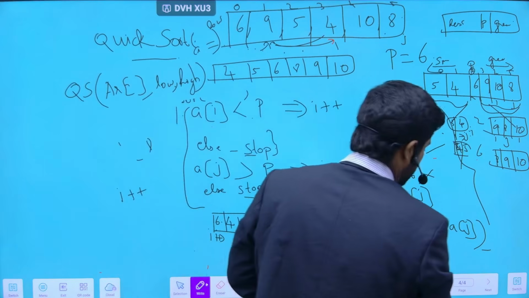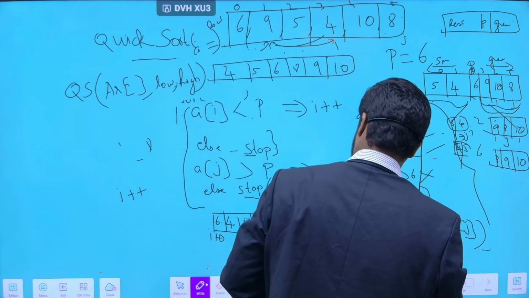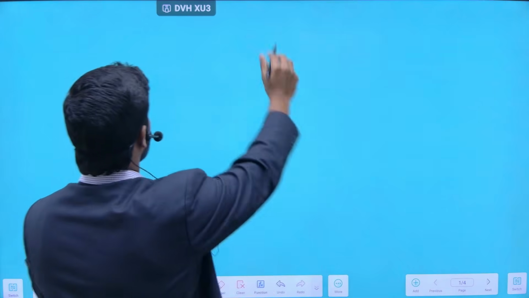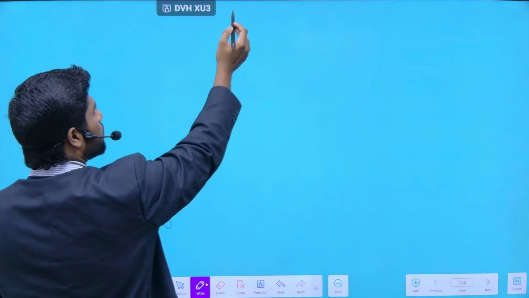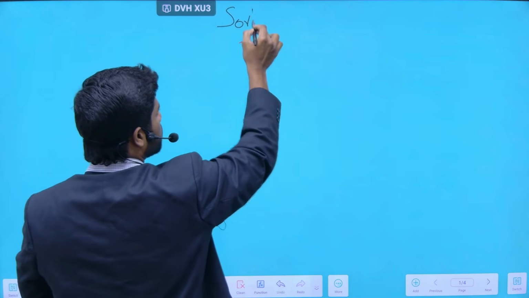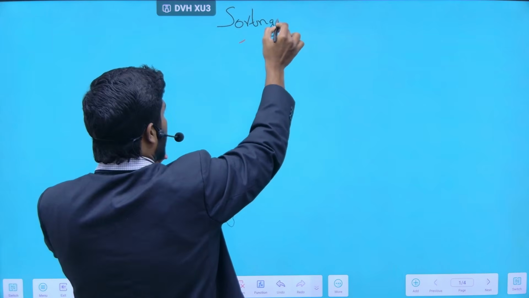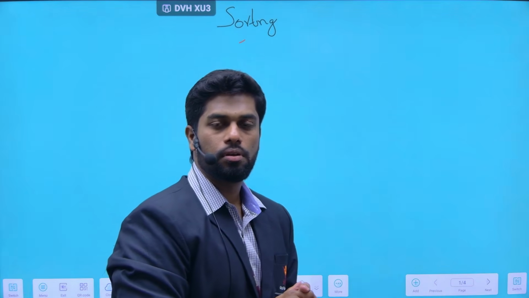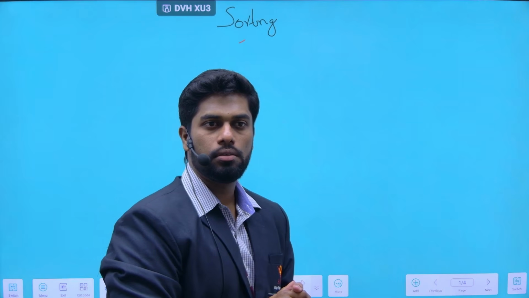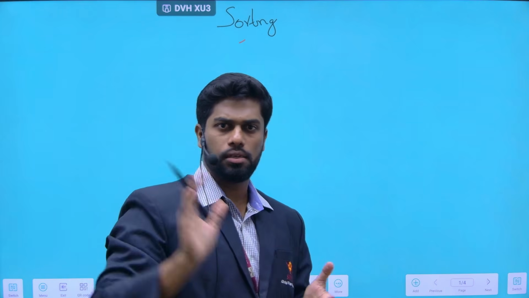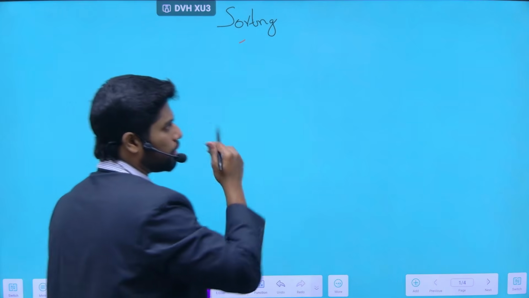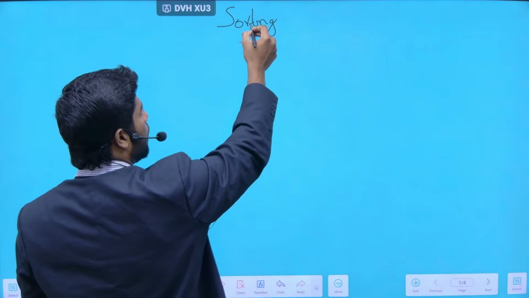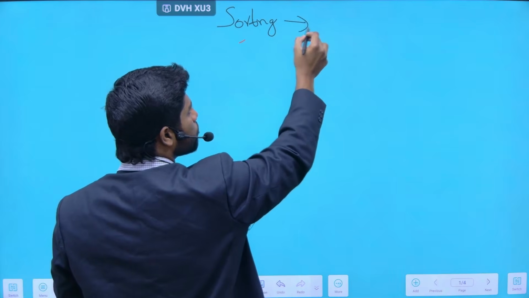Now the next topic, after sorting. This is one of the types in sorting technique, quicksort. And normal sorting is also there, sequential sorting or linear sorting.